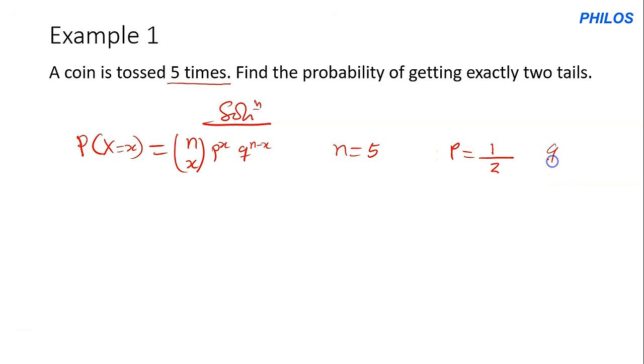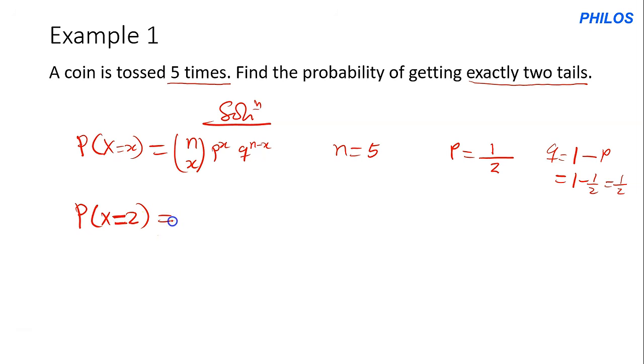And then to get q, q is 1 minus p, isn't it? Which is equal to 1 minus 1 over 2, so that's going to give us 1 over 2 also. So we can now substitute in the formula. But the question says, find the probability of getting exactly 2 tails. So x is exactly 2. When we say exactly, it means that it is equal to 2.